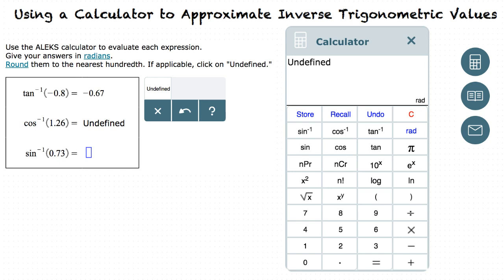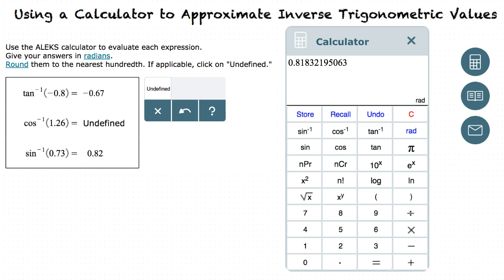For our next problem, we click on the inverse sine button, which will input the inverse sine into our calculator. We next input the value of 0.73 and then click on the equal sign, which results in 0.8183219563. We now round the number to the nearest hundredth position. This results in our final answer of 0.82.